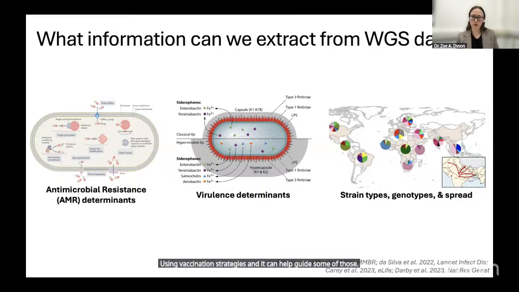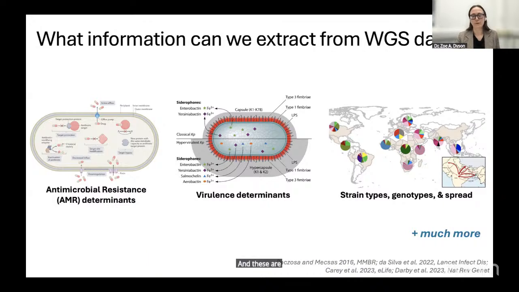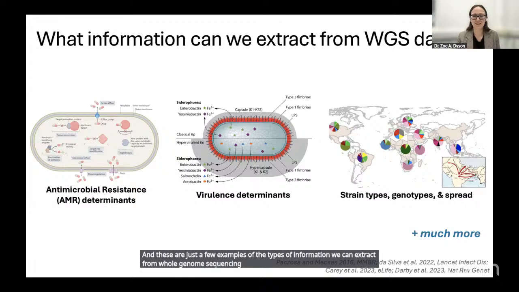And as I mentioned before, we can extract information on the different lineages or strain types of pathogens and how these are spreading on different levels. We can look at spread across different patient cohorts, across different geographies, across regions, and globally as well. And these are just a few examples of the types of information we can extract from whole genome sequencing data. I could literally talk all day on this one particular aspect of why I think genome data, in particular whole genome sequencing data, are really excellent data to work with.